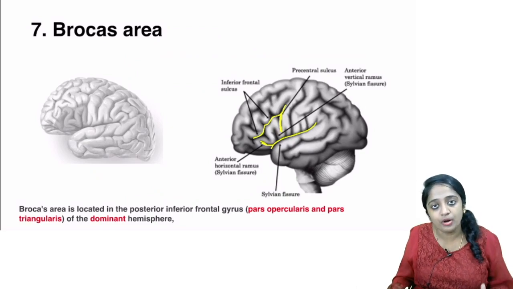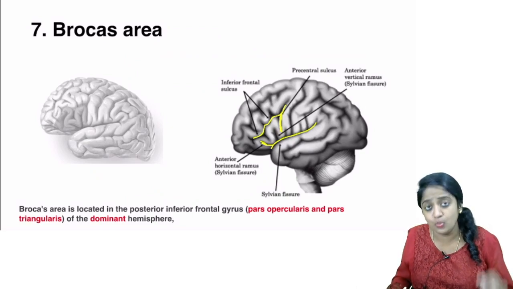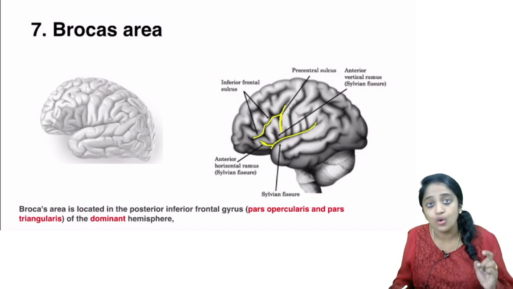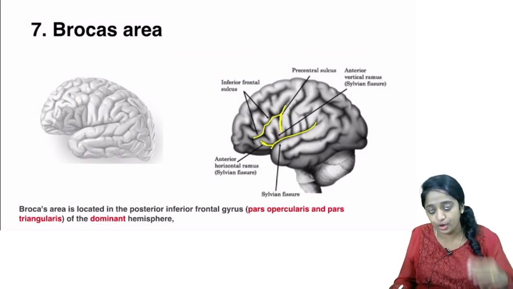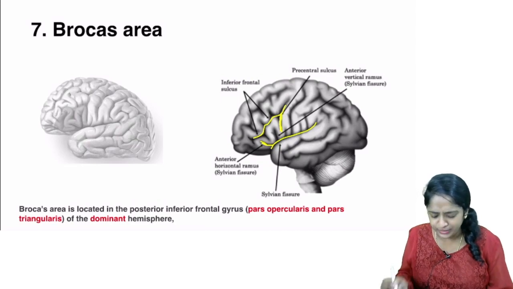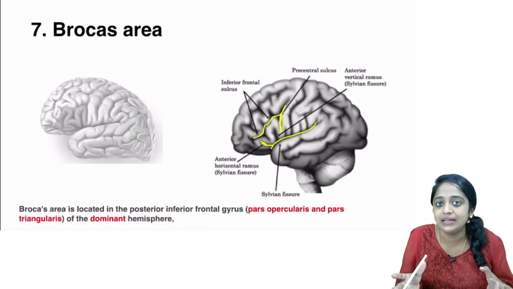Now coming to another important functional area, the Broca's area. So where is it located? It is located in the frontal lobe. Both sides? No, in the dominant hemisphere. Usually on the left, it is located in the dominant hemisphere. So can you give further clarity to where exactly in the frontal lobe?